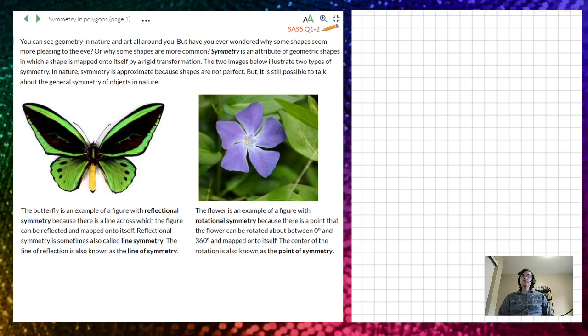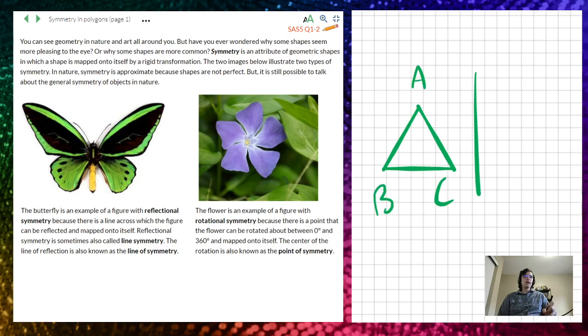Symmetry is an attribute of shapes in which a shape is mapped onto itself by a rigid transformation. What does that mean? Well, remember, mapping, like when we talked about congruence, is when I take all the points of a shape and line them up with corresponding points. So for example, if I was to make a triangle A, B, C, and I was to reflect it, I would get another triangle of C prime, B prime, A prime. And all those points would line up with each other, right?